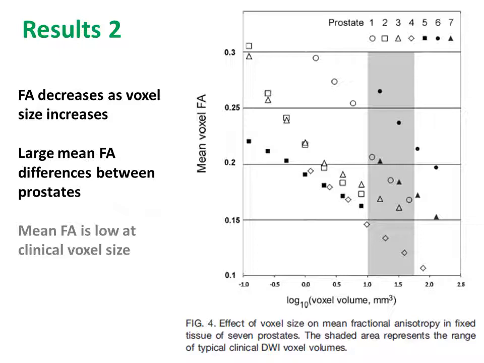So this is quite consistent with the idea that we've got heterogeneity on a microscopic scale, and as we go up in voxel size, this heterogeneity leads to a continuous averaging and a decrease in the overall FA. The other thing to notice about this particular figure is that we have very big differences in FA between the different prostates. So this suggests that using a single FA value as any kind of diagnostic marker would be very hazardous.